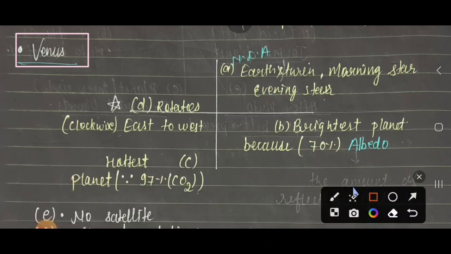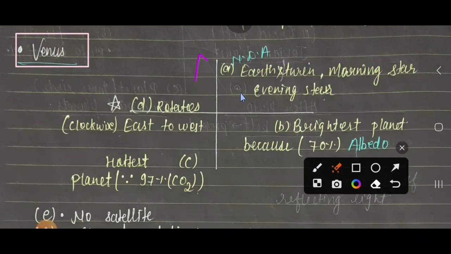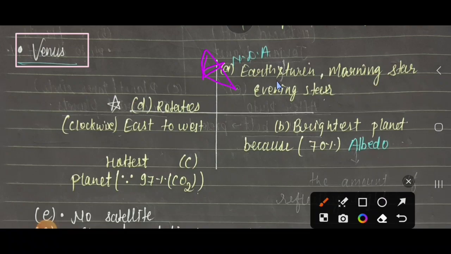So here is the first point: Venus is known as Earth's twin, morning star and evening star. This is a very important point because this is an NDA previous year question. This point is very important, you have to remember it.